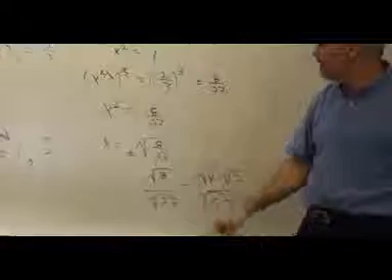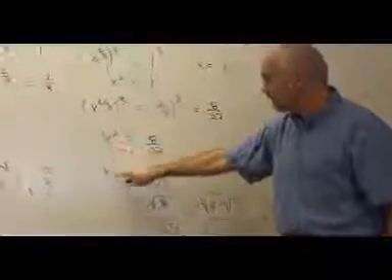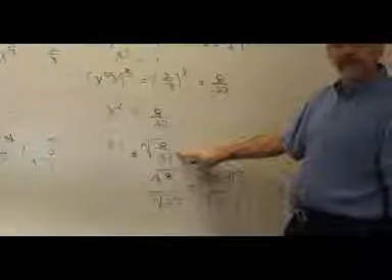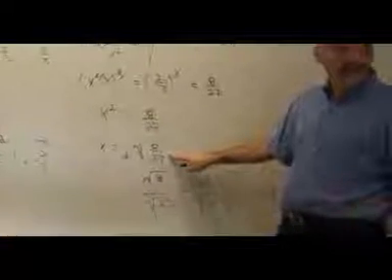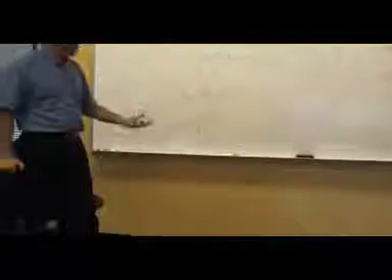I don't want to know what x squared is, I want to know what x is, so I take the square root of both sides. The square root of x squared is x, and the square root of 8 over 27, I just write it that way until I can figure out what it is. The 8 and 27 are placeholders until I can do that.